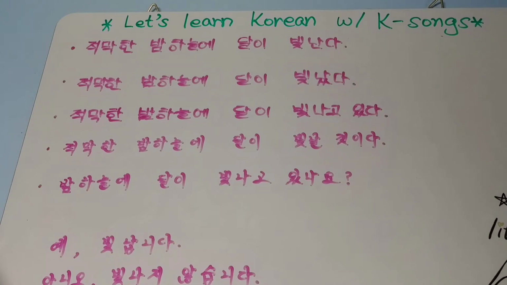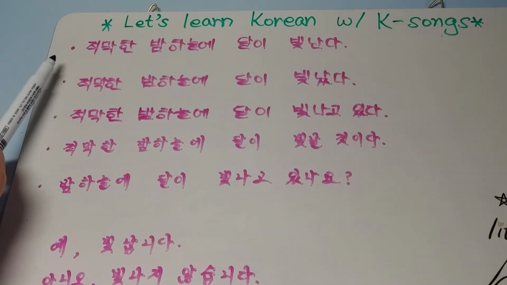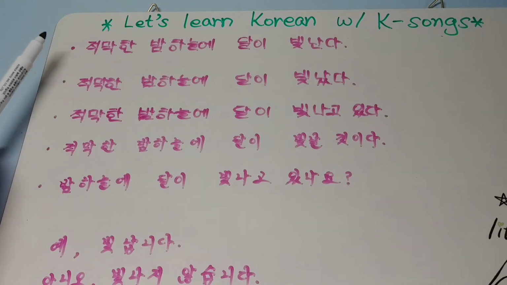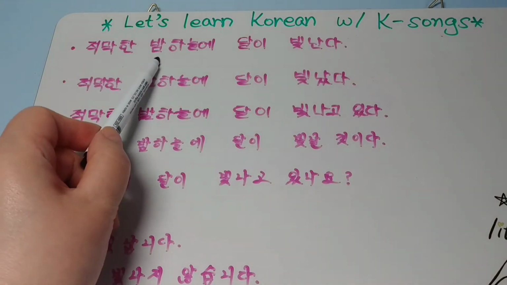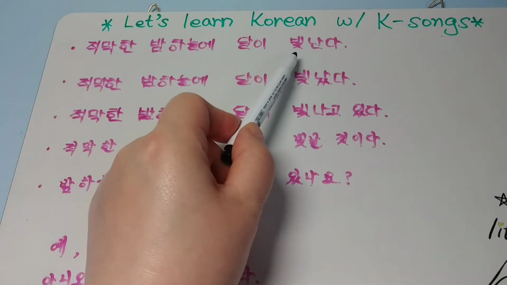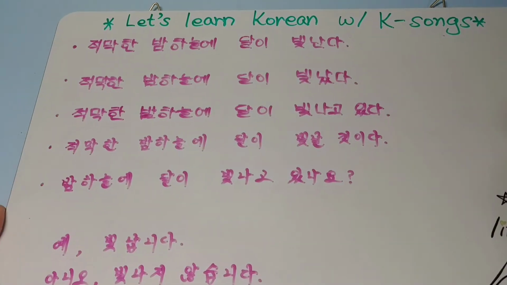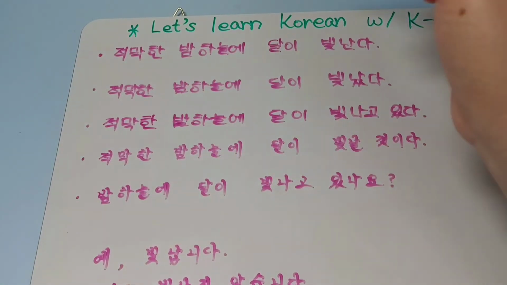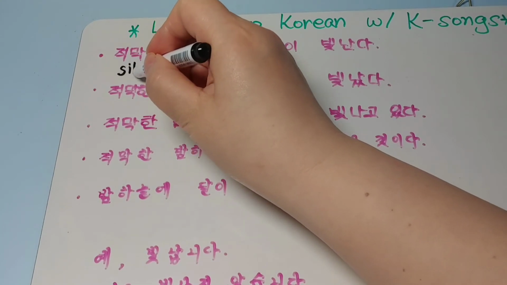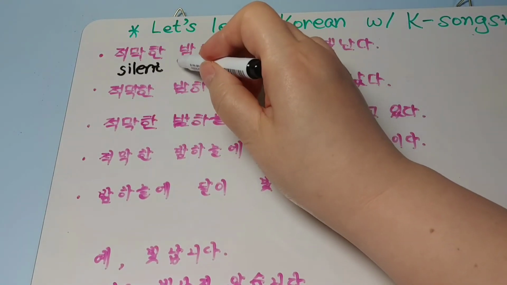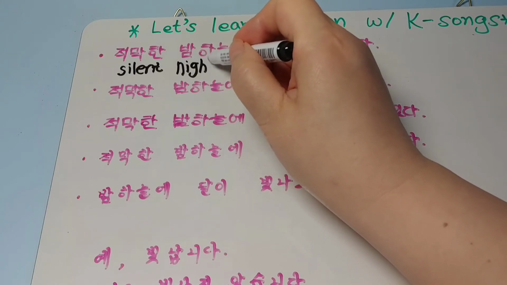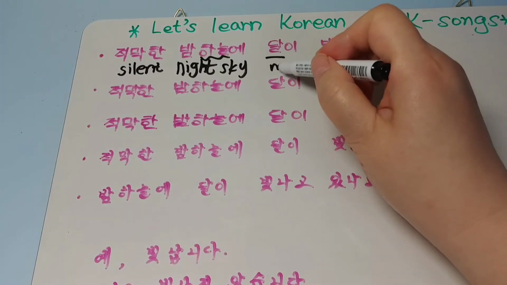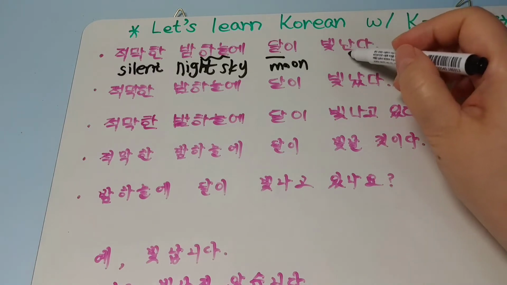Okay, then, let's make Korean sentences into English. Here's the sentence from the lyrics of the song. Let's read Korean with me first. 적막한 밤하늘에 달이 빛난다. Do you get it? First, 적막한, it means silent. 밤, night. 하늘, sky. 달, moon. 빛난다, shine.